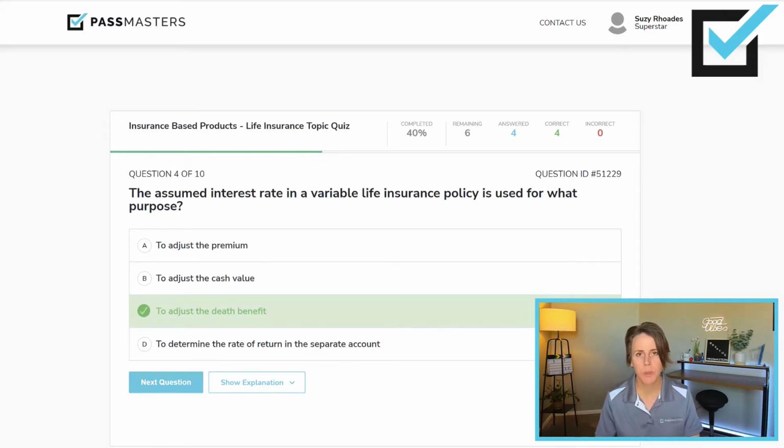So if the actual earnings are greater than the AIR, on an annual basis, the insurer will adjust the policy's death benefit, the policy's face amount.